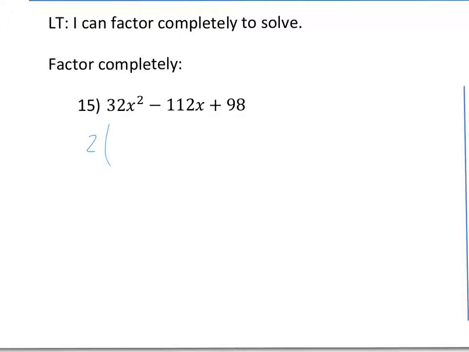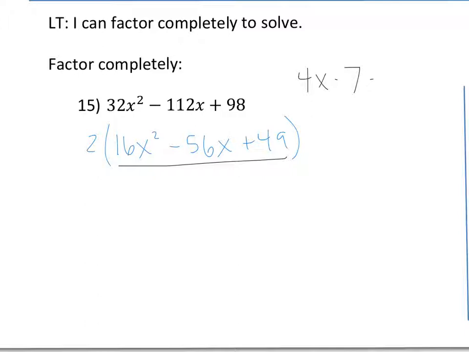2 times what gives me 32x squared? 16x squared. 2 times what gives me negative 112x? A negative 56x. 2 times what gives me 98? A positive 49. Then if we look at 16x squared minus 56x plus 49, that actually is a perfect square trinomial because the square root of my first term is 4x, times the square root of my last term, which is 7, times, in this case, negative 2 because my middle term is negative. So 4x times 7 times negative 2 is negative 56x. So that's a perfect square trinomial.